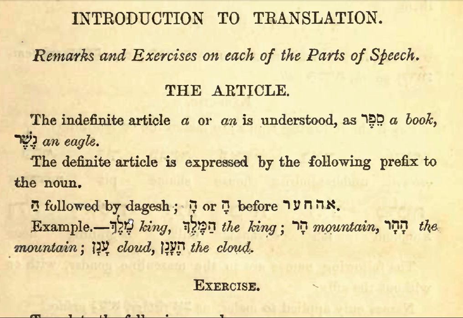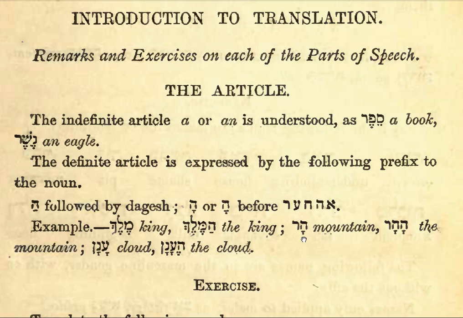Ha, followed by dagesh. And it's before these letters, aleph, he, chet, ayin, and resh, so a-ha-chen-r. The gutturals and the resh, it changes to either with the kamets or with the tsere here, not the patach. The example, melech, remembering the accent is on the first syllable because it's two of these, melech. And now we have a doubled consonant here, ham-melech, the king.